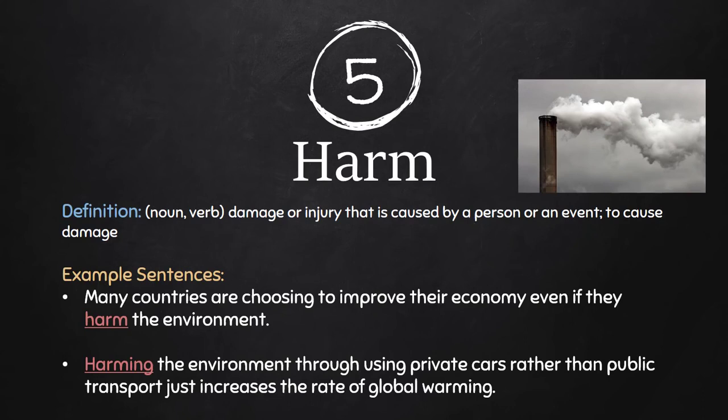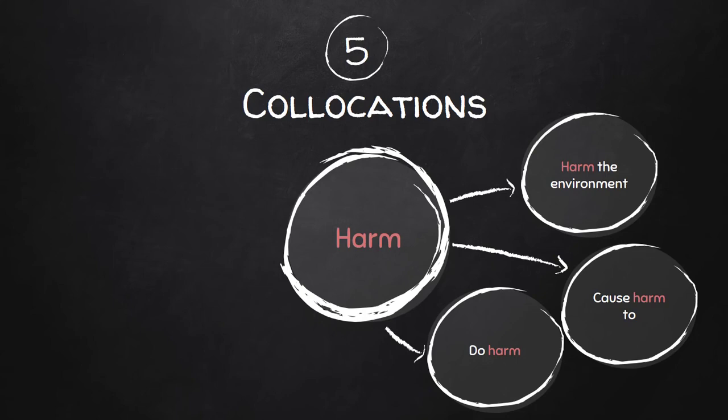Do you understand these example sentences? If not, just let me know down in the comments. So let's look at the collocations we have left for harm. First, harm the environment. Second, to cause harm to. And last, to do harm.